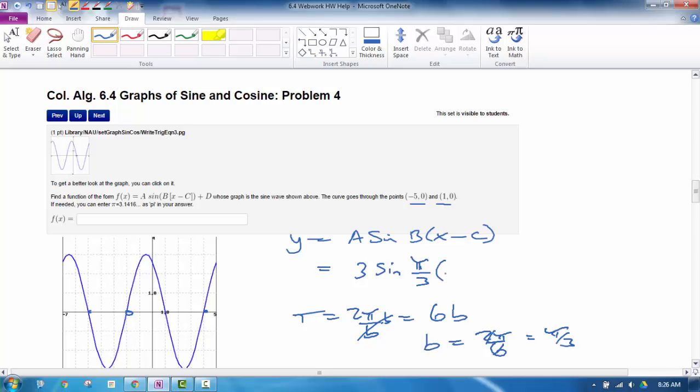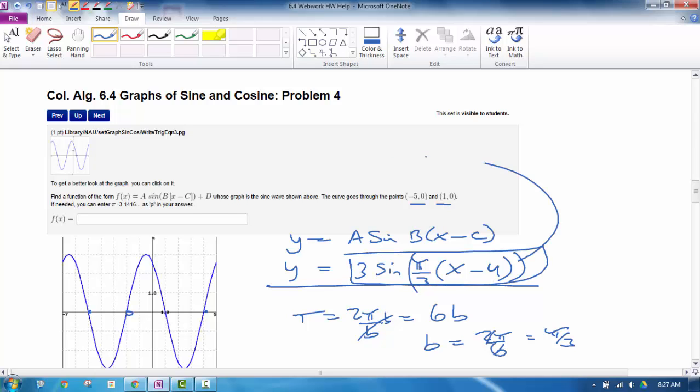So I'll write this whole thing. I rewrote this like this so that I can see now my phase shift is actually 2 over 3 pi. 2 divided by 3 pi, and make sure you put this in parentheses. And then the vertical translation is -3. It's shifted down 3 units.